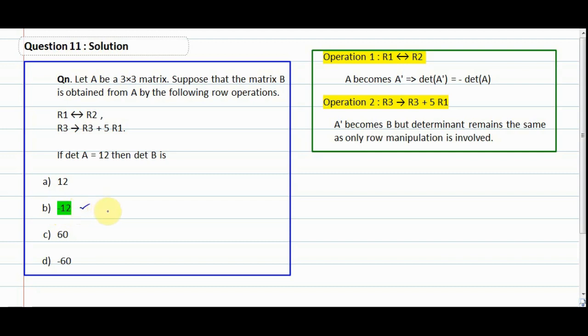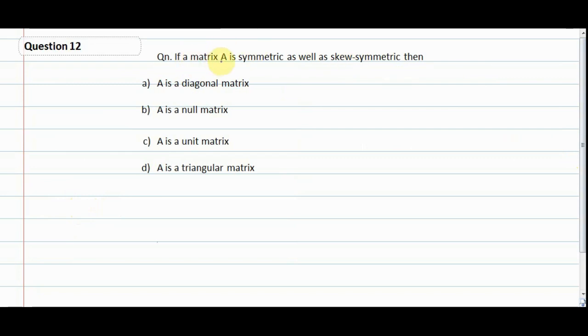Okay, now let's move on to question number 12. If a matrix A is symmetric as well as skew symmetric, then option A says A is a diagonal matrix, option B says A is a null matrix, option C says A is a unit matrix, and option D says A is a triangular matrix. So you may try this by yourself. Please pause the video and think about the answer. Now let's see the solution.